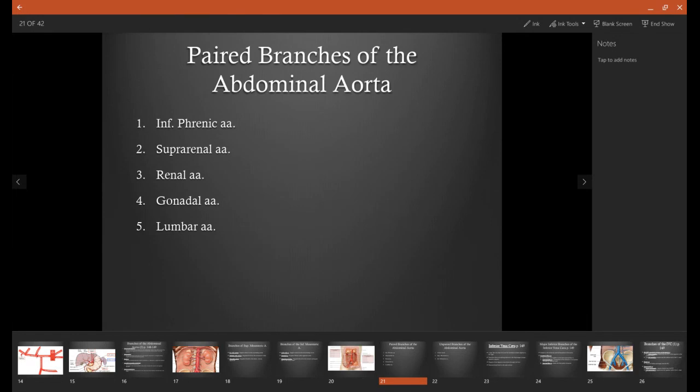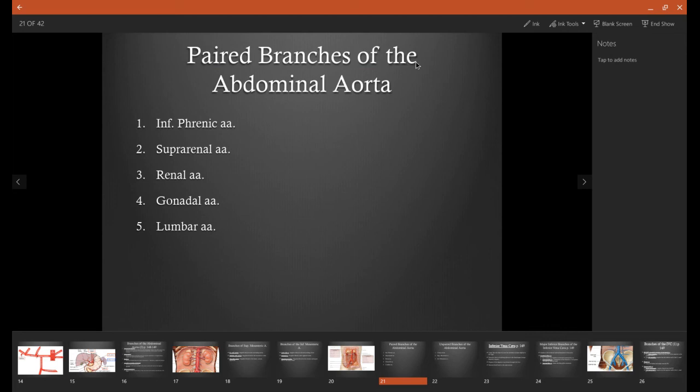Now, to summarize what we just went over here, all these branches of the abdominal aorta can be classified into two sets here. We can have paired branches, meaning there's a left and a right, so there are two of them. And then there are unpaired, as in there's only one of them.